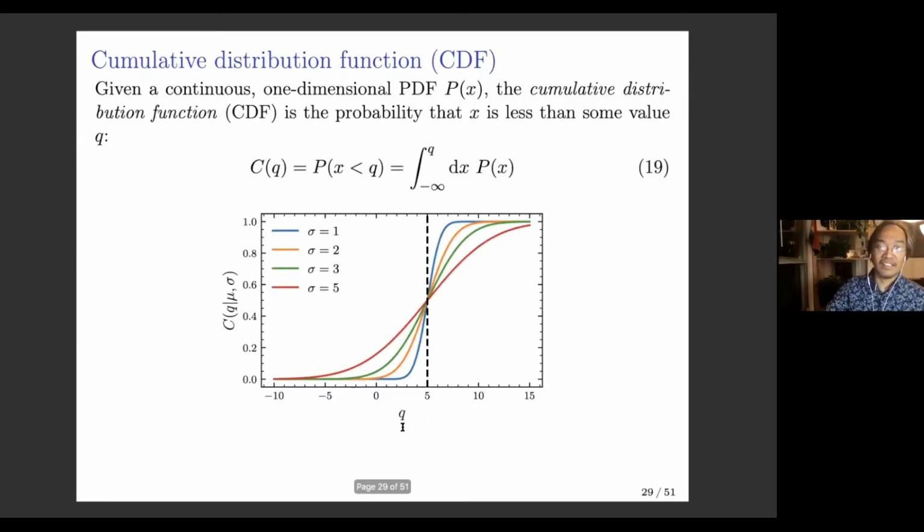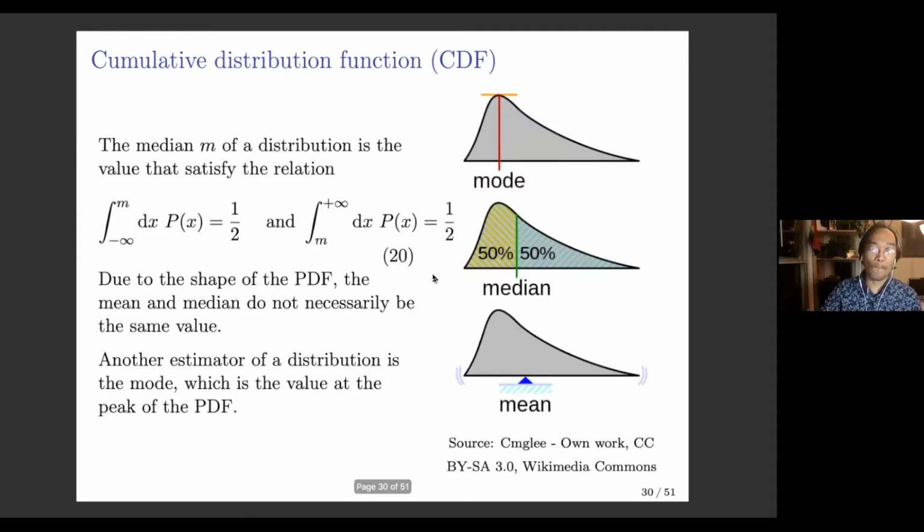So right, you can integrate a PDF from minus infinity to a certain value. This is called the CDF, cumulative distribution function. It tells you what is the probability you'll get x or less. Here are some CDFs for the same Gaussian functions.